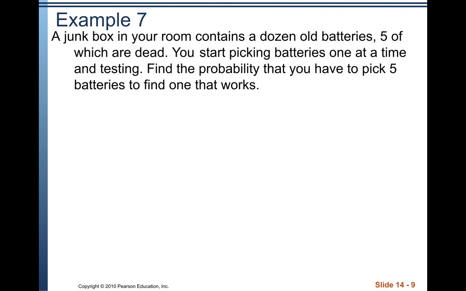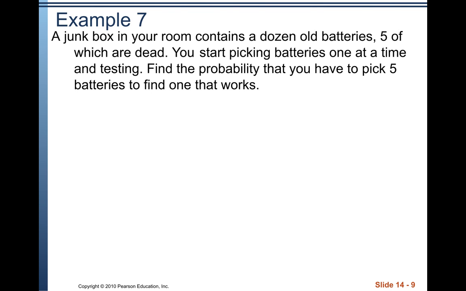There's one more example in this PowerPoint with the batteries. This one's kind of tricky. Find the probability that you have to pick 5 batteries in order to find one that works. So what they're saying is that you're picking batteries at random and testing them, and they want to know the probability that you don't pick a good one until the 5th try.